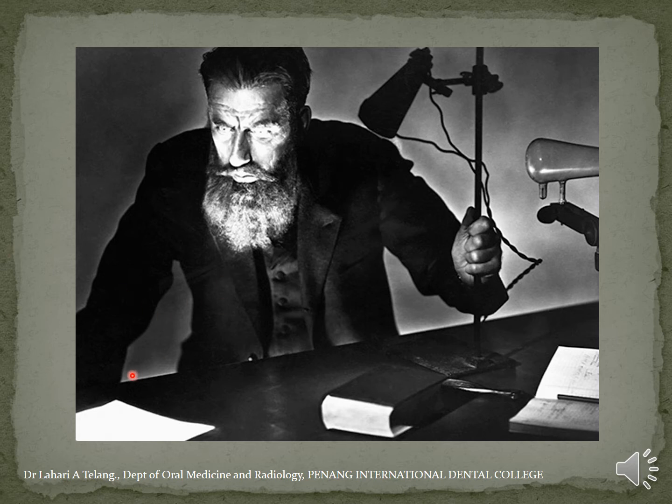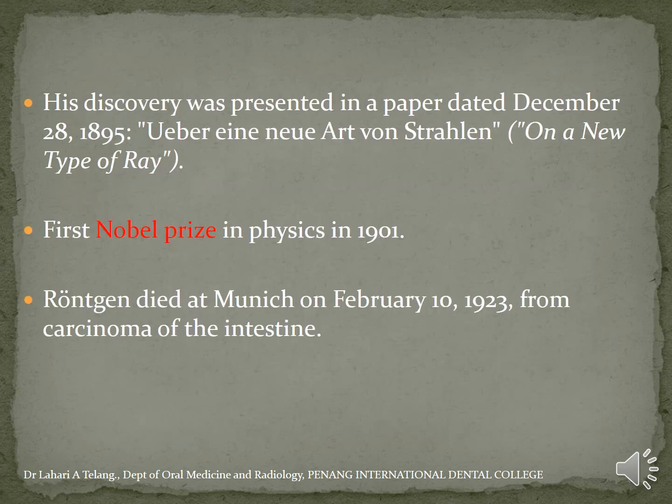That's a picture of him, which I've taken off from the internet, which shows you the greenish glow on his face. And those were the glass tubes where vacuum would be created and X-rays could be produced by passing electricity between the cathode and the anode. His discovery was presented in a paper dated December 28, 1895, called On a New Type of X-ray. This led him to win the first Nobel Prize in Physics in 1901.